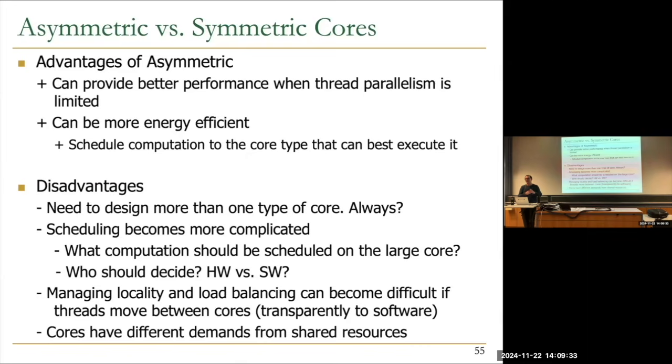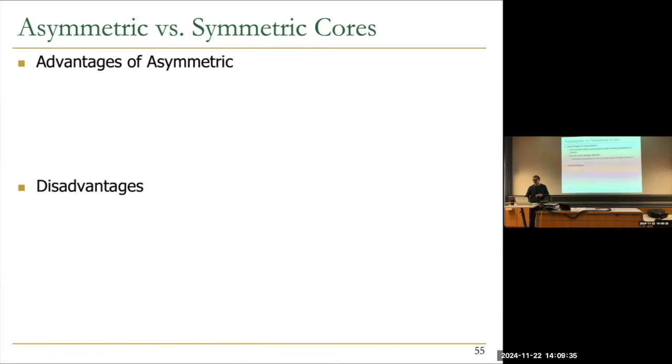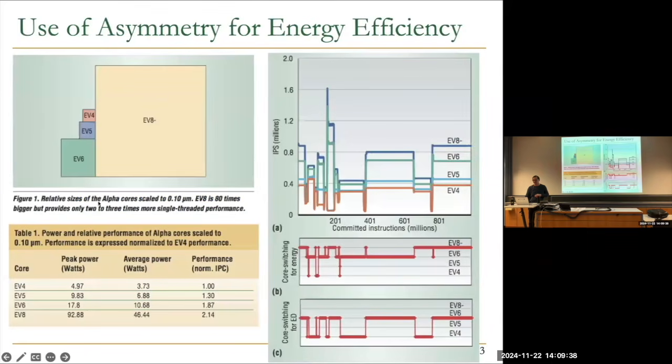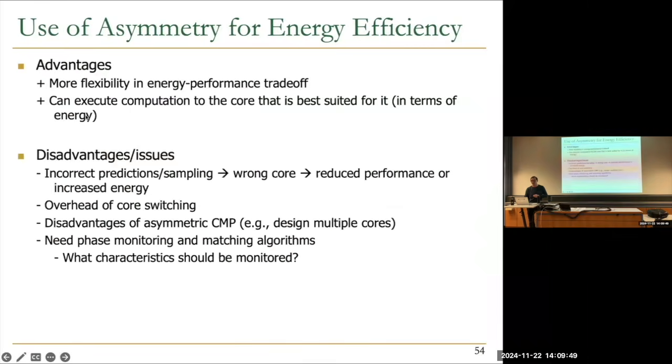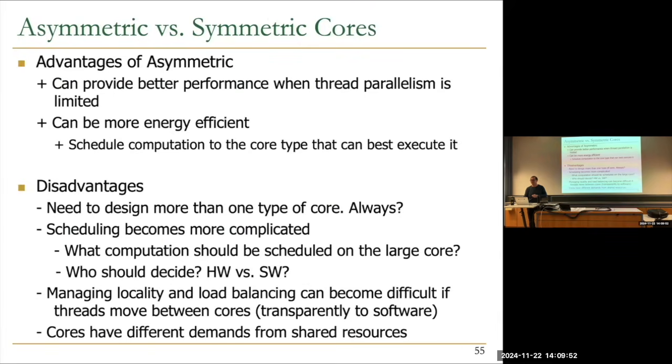As we have seen earlier, like EV4, in this particular case, EV4, let me go back, is a core that's still a little bit expensive. Let's say it's not out of order execution, it's in order execution, but it has branch prediction, etc. So it's still expensive. Maybe you want very, very cheap cores, right? But maybe the design effort of cheap cores is smaller. We could also argue that. So scheduling should be more complicated. We've already seen this also. What computation should be scheduled on the large core versus small core? Who should decide this? Hardware versus software. Managing locality and load balancing can become difficult if threads move between cores. This is actually interesting.